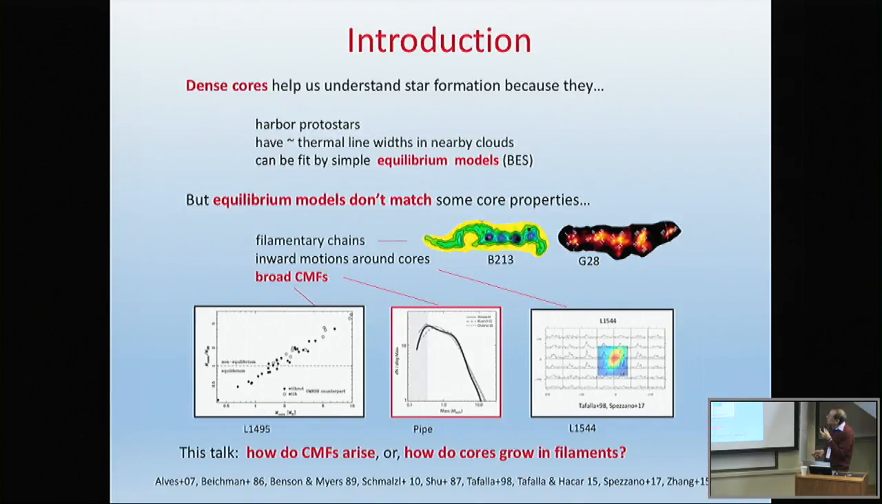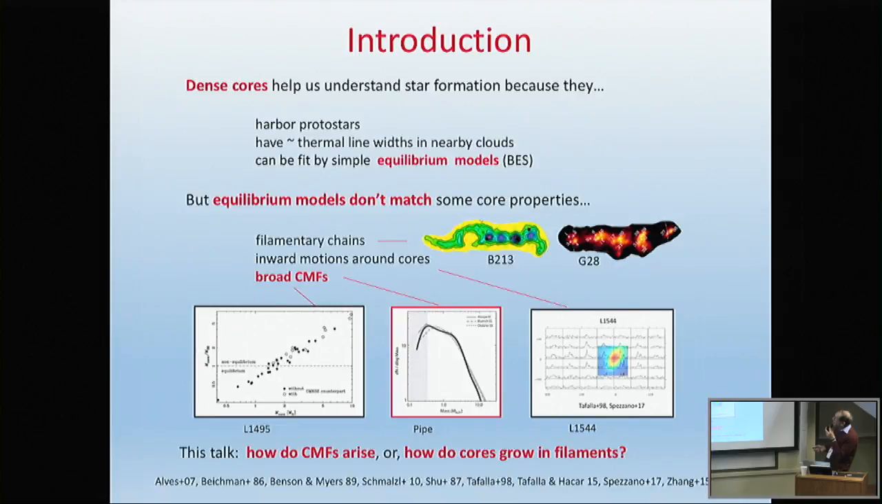But equilibrium models do not match some core properties, and as we learn more and more about cores, we see that cores often appear in filamentary chains, not isolated, but have neighbors in their filamentary environment. And that's true in nearby dark clouds, and it's also true in infrared dark clouds, as Chizo's work has shown. Also, some cores seem to have evidence for inward motions surrounding them, as in these spectra of L1544, extending beyond the core itself, suggesting that there are inward motions onto the cores.